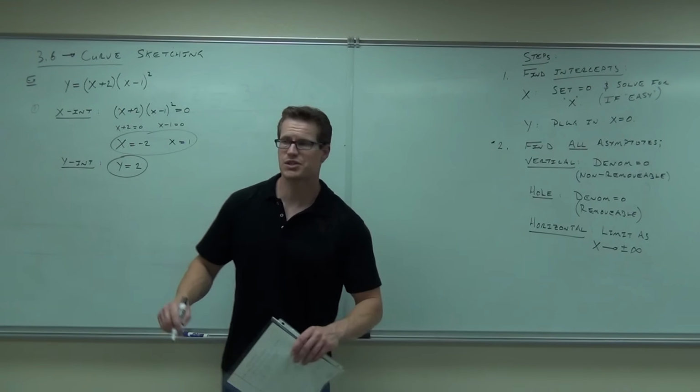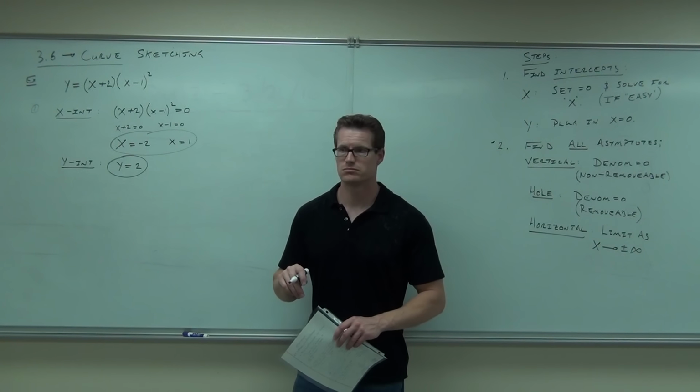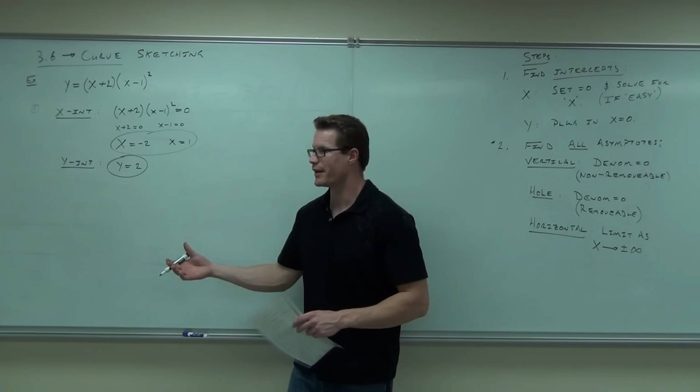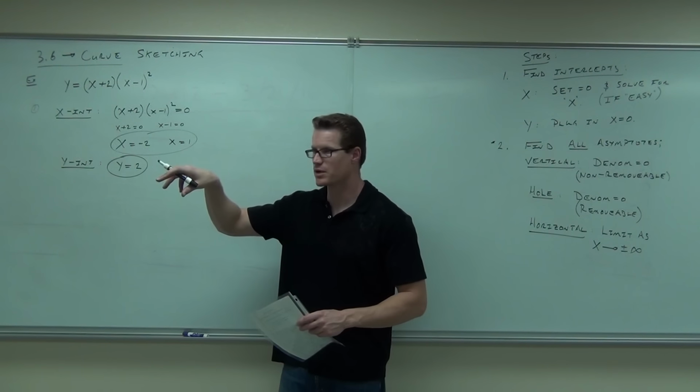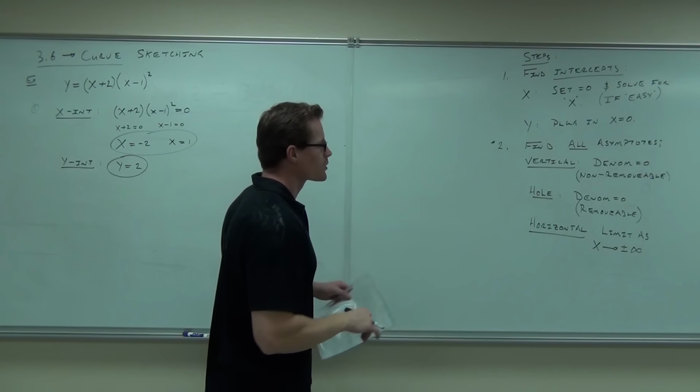So, do we need to do step number 2 for that problem? Is it rational? If it doesn't have a denominator, we're not going to be able to do that. If it had a fraction, a denominator with a variable down there, then of course we would be doing that. But right here we don't. So now we're going to go on to step number 3.